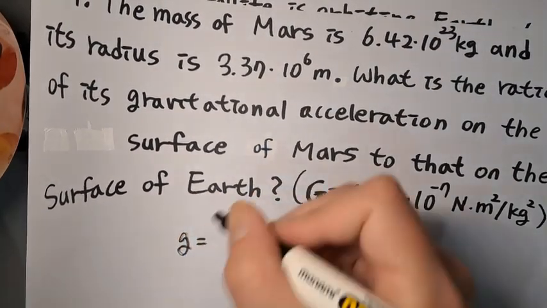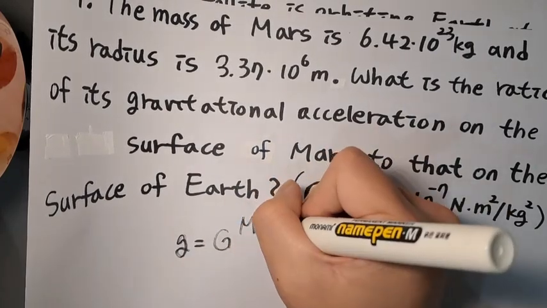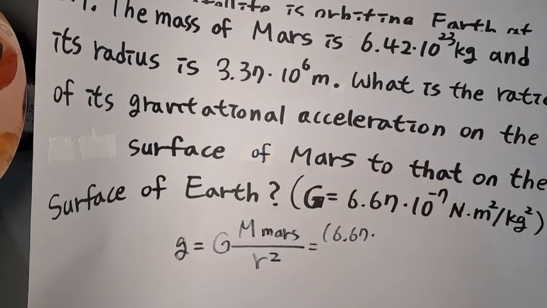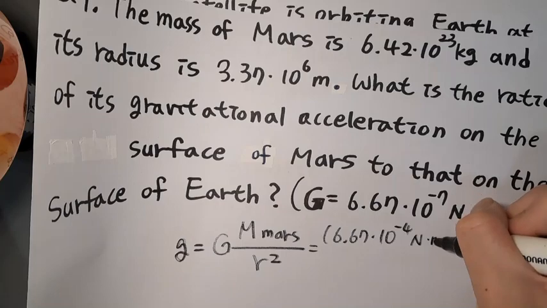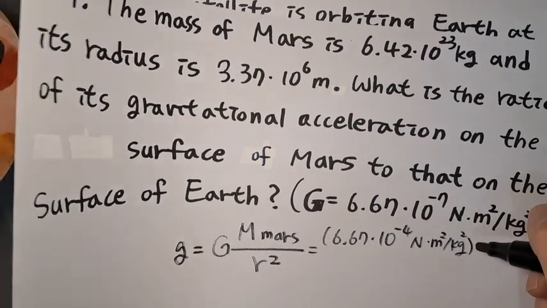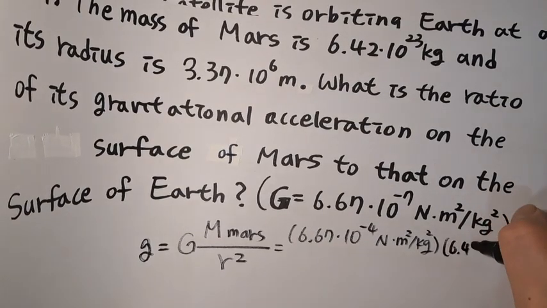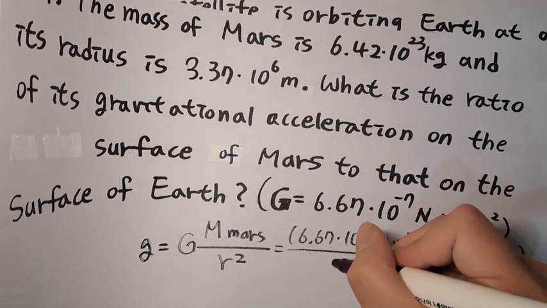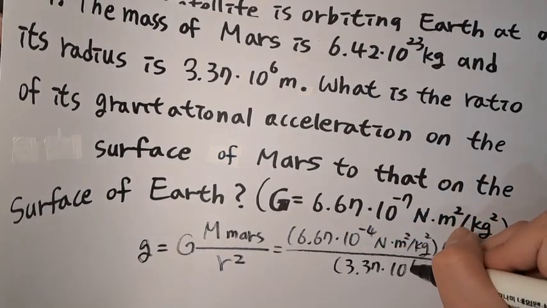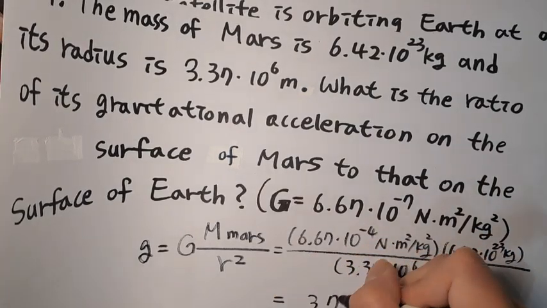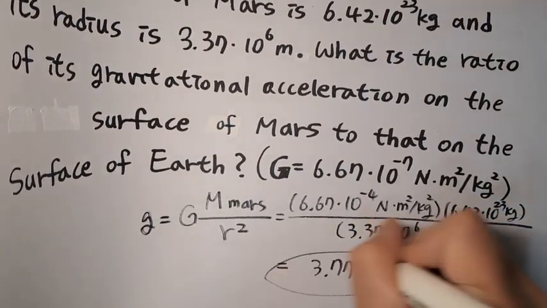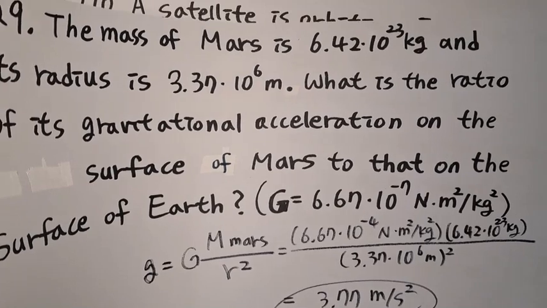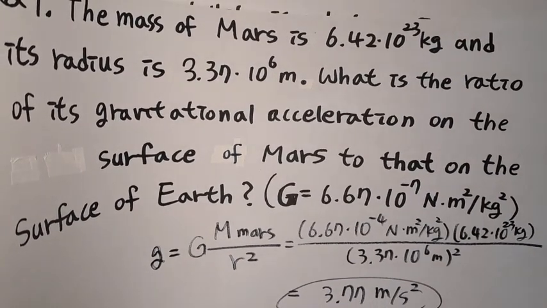So we are going to apply this equation. So the answer of this question is going to be 3.77 meter per second squared.